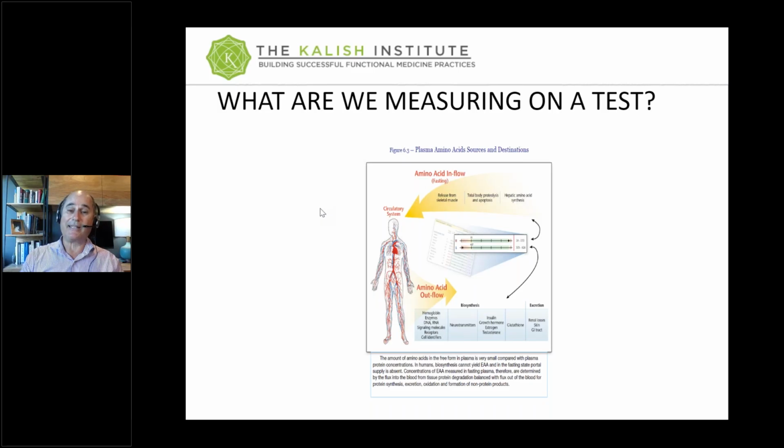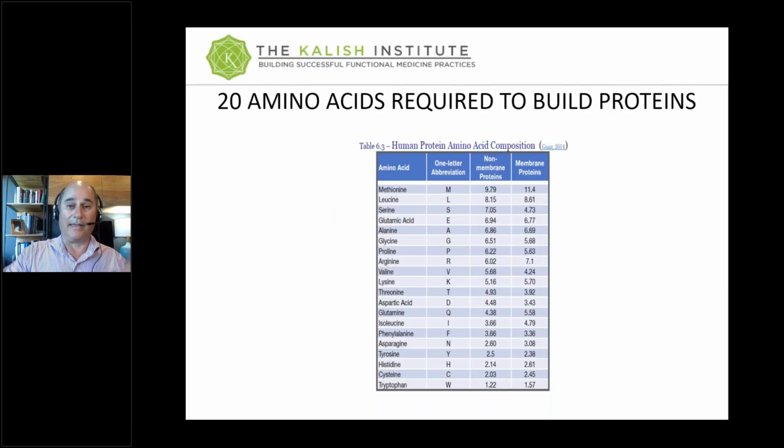When you're doing the tests, it's much preferred that you do plasma amino acid levels, not urine. Urine amino acids show you what you're kicking out. Plasma shows what's circulating in the body. And the plasma amino acids are a measure of a combination of obviously what's coming in and what's going out of the blood. These are the 20.